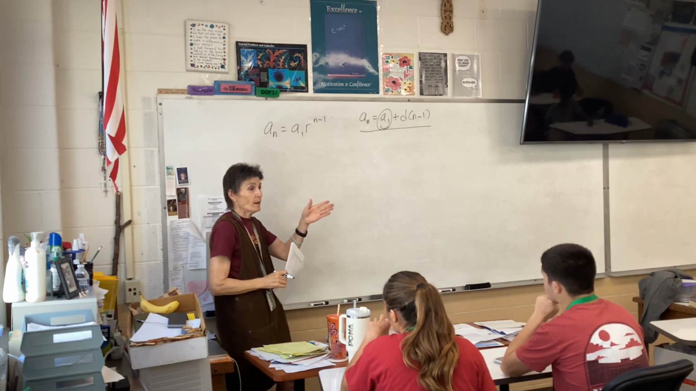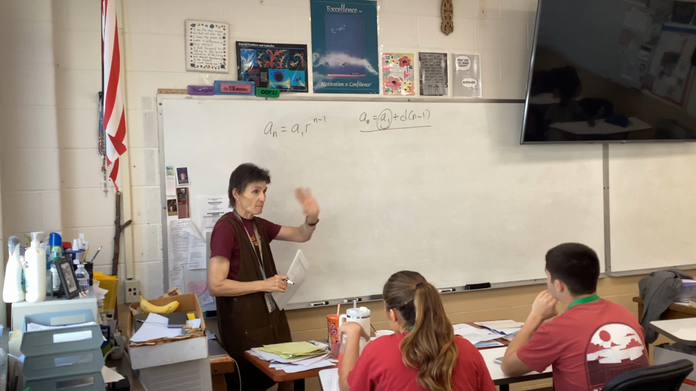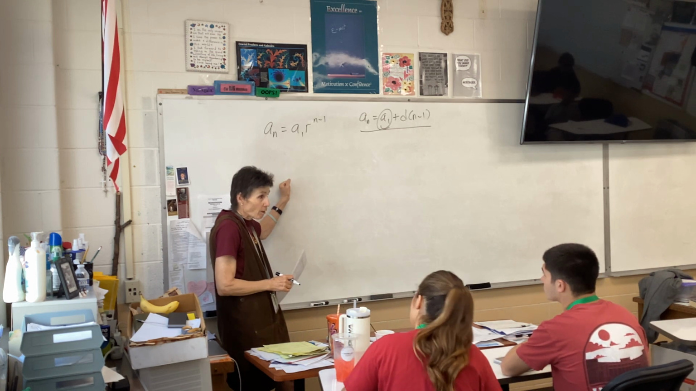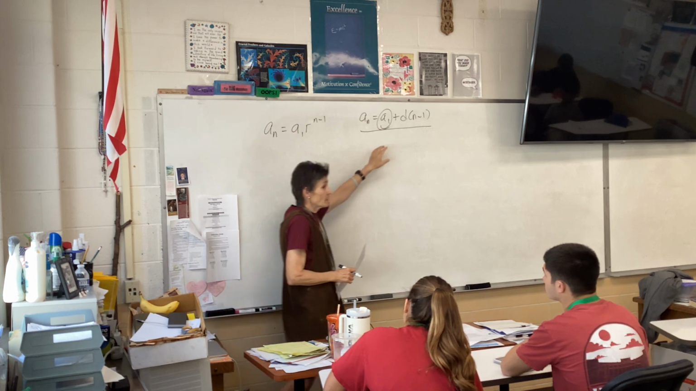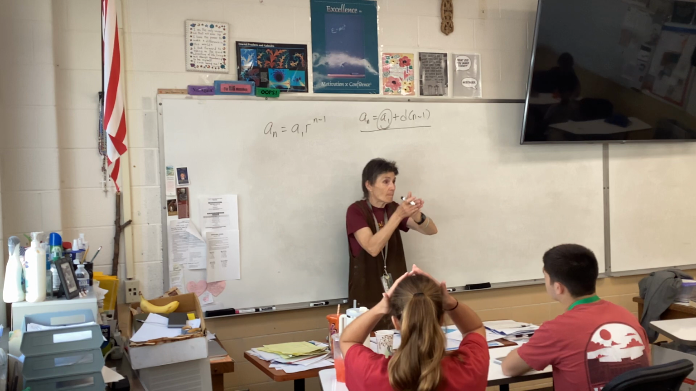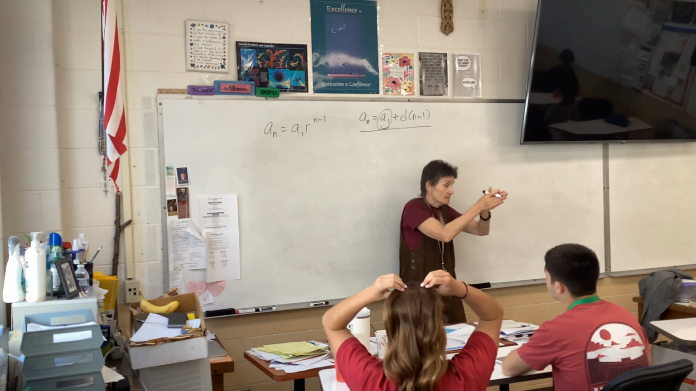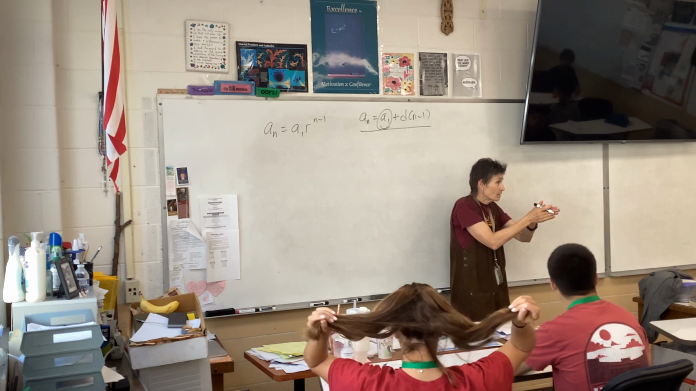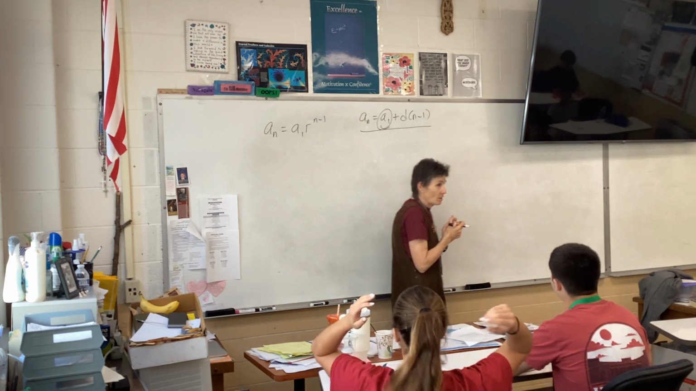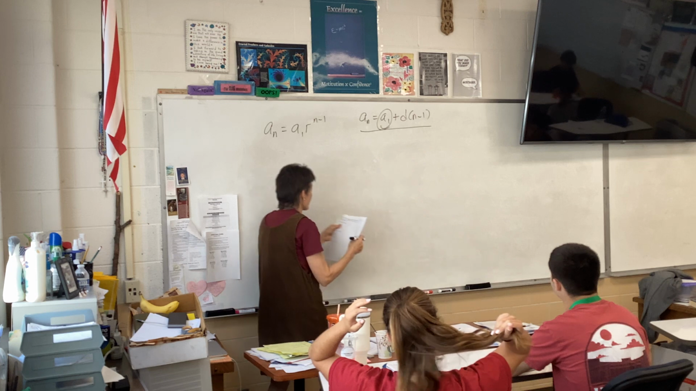Now, the a sub 1 and the n, same thing as before. But notice this formula has an r in it. This one had a d. What is the d? The d is the number that we add to get from term to term. Alright, what is the r? The ratio. The number we multiply by. That's our ratio.